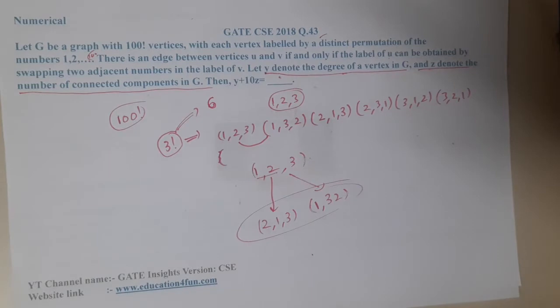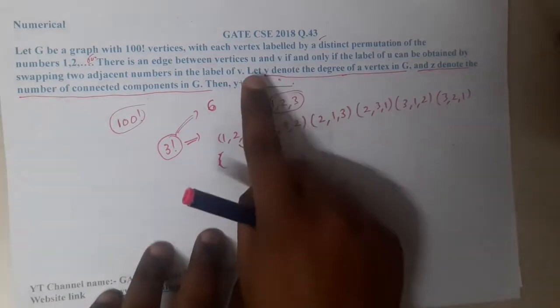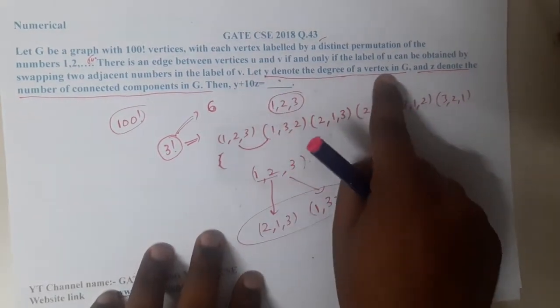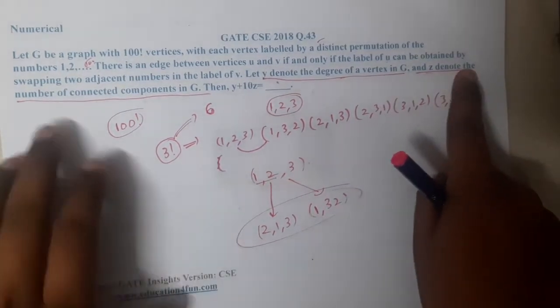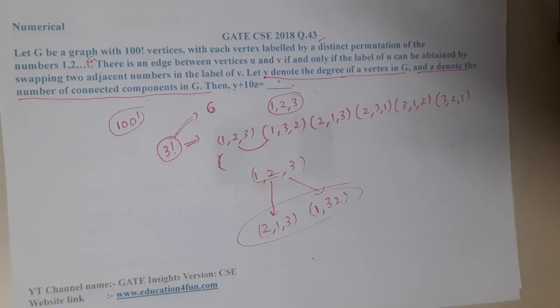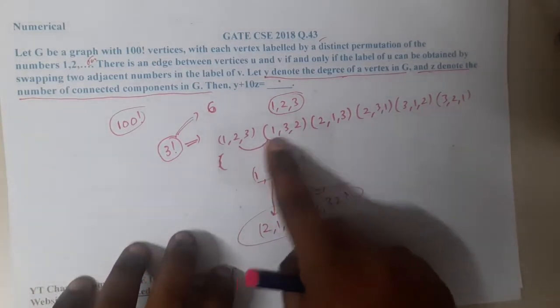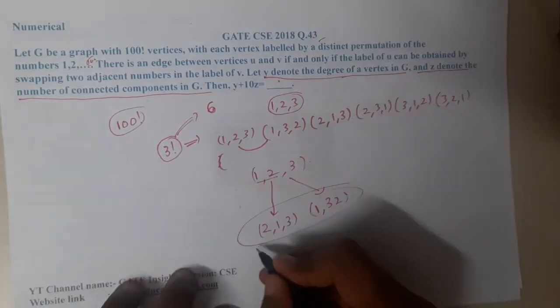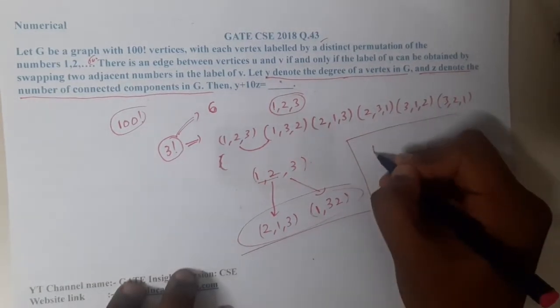Now I am getting the logic. The question is, let y denote the degree of the vertex in G and z denote the number of connected components in G. In this way, you can draw for each and every node, right? Yes. So now let us take the 100 factorial case. I'm not going to draw it, so don't worry.